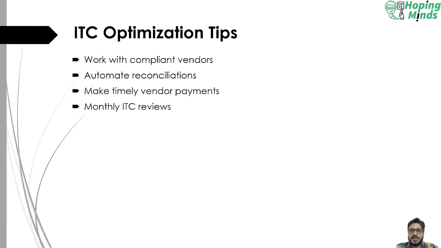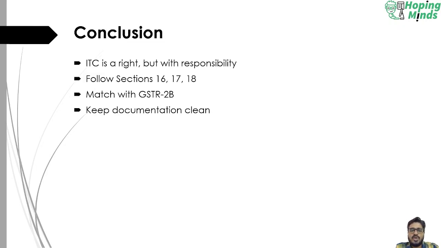ITC optimization tips. Work with compliant vendors, automate reconciliations, make timely vendor payments, and monthly ITC review. We have already discussed all of these. So to conclude, ITC is a right but with a responsibility. Then follow section 16, 17 and 18 as these deal with input tax credit rules. Match with GSTR2B. Always match your input tax credits and the GSTR2B and keep documentation clean.